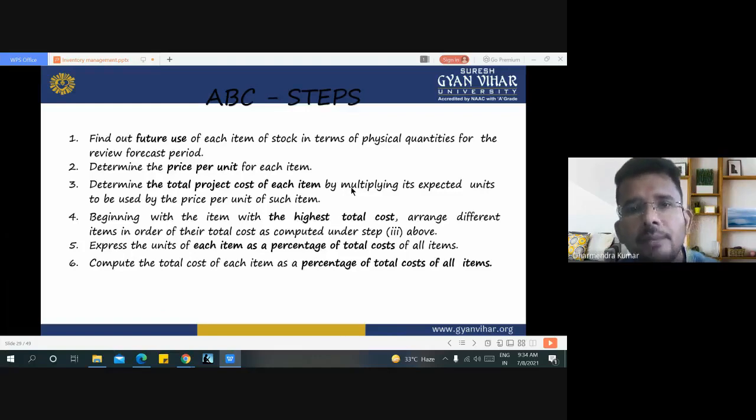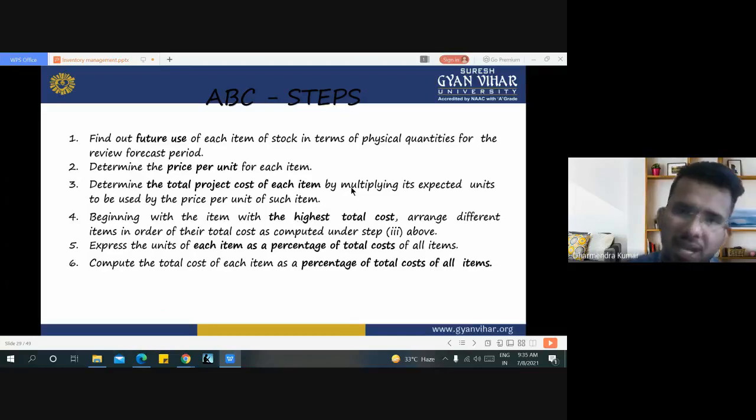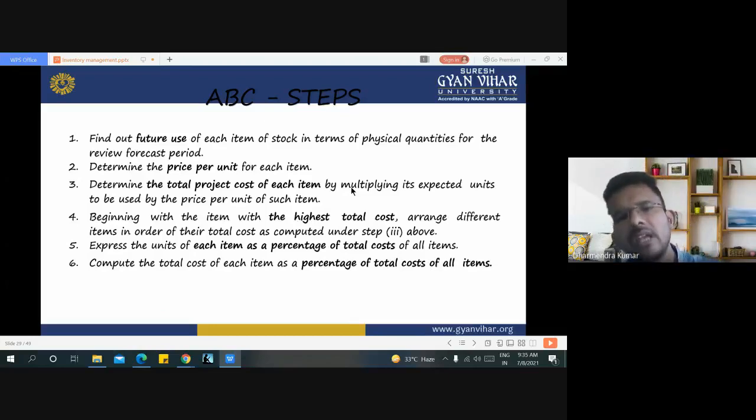These are the following steps which we use in ABC analysis, always better control analysis. Find out the future use of each item of stock in terms of physical quantities for the review forecast period. Determine the price per unit for each item, and on the basis of pricing we also categorize the items into various groups. Determine the total project cost of each item by multiplying its expected units to be used by the price per unit of that item.